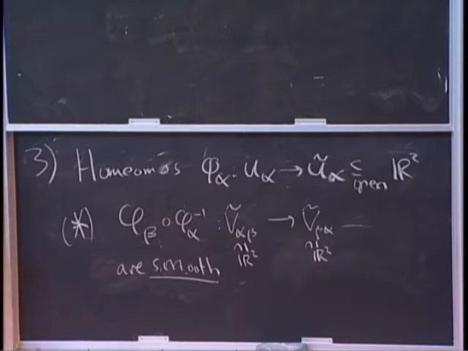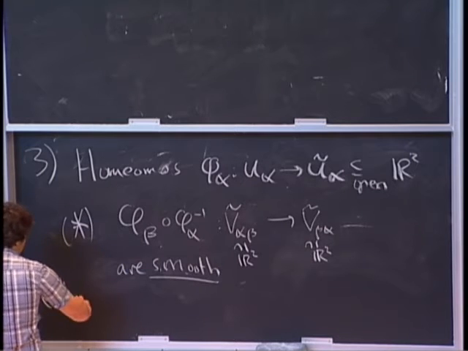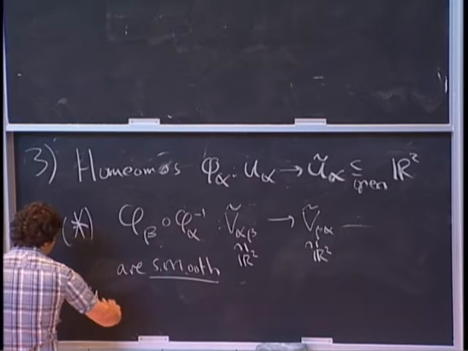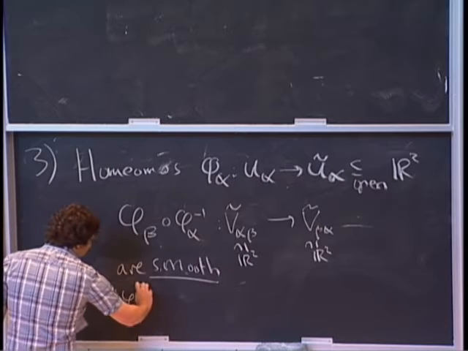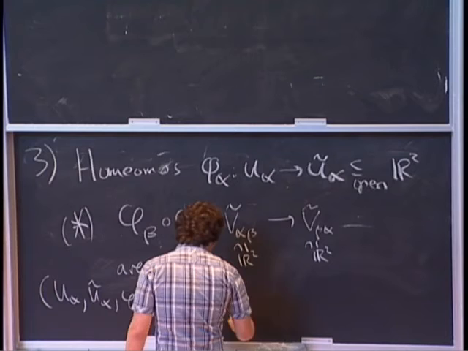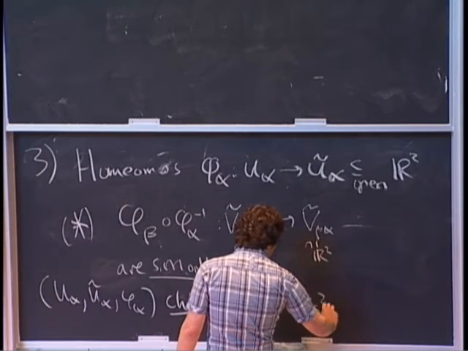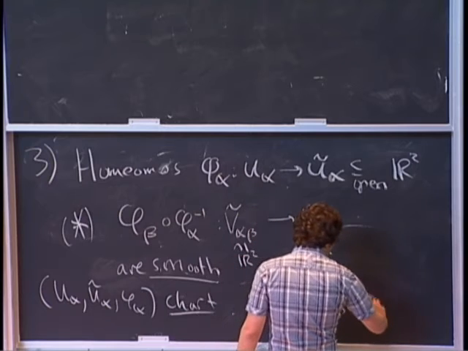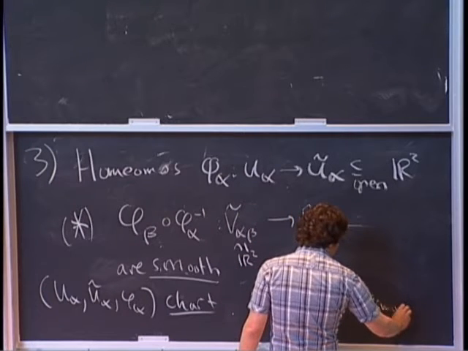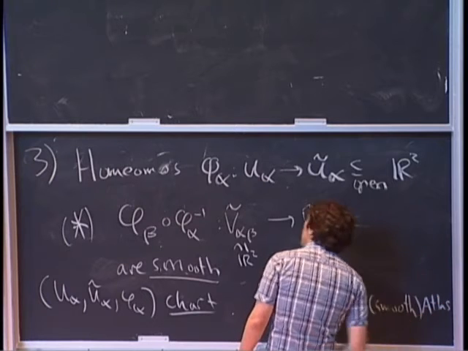So let me just give some terminology. This object, U alpha tilde phi alpha, is a chart, and the collection of all of the charts is sometimes called a smooth atlas.